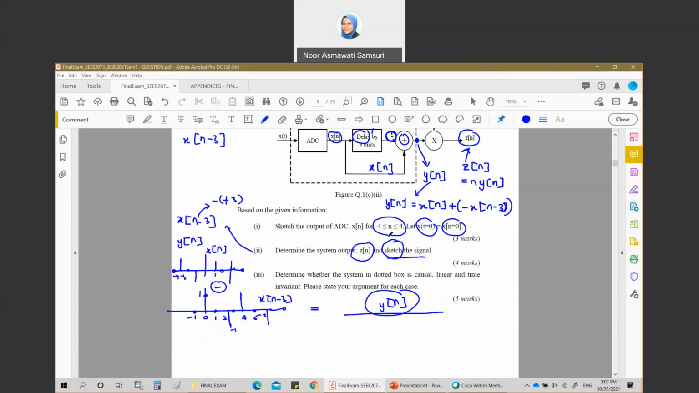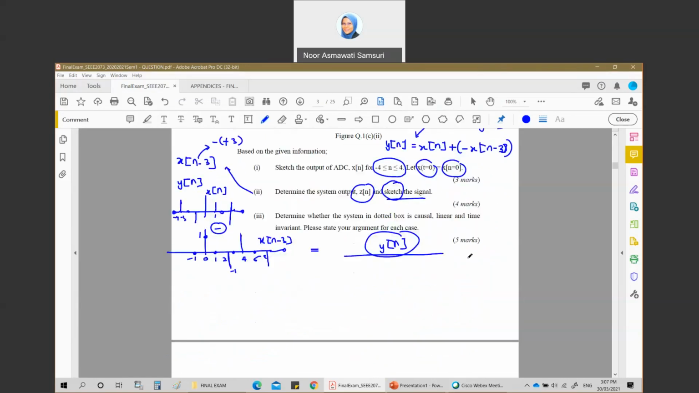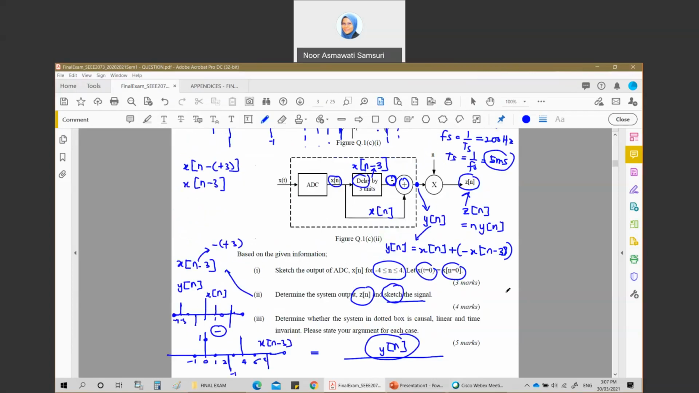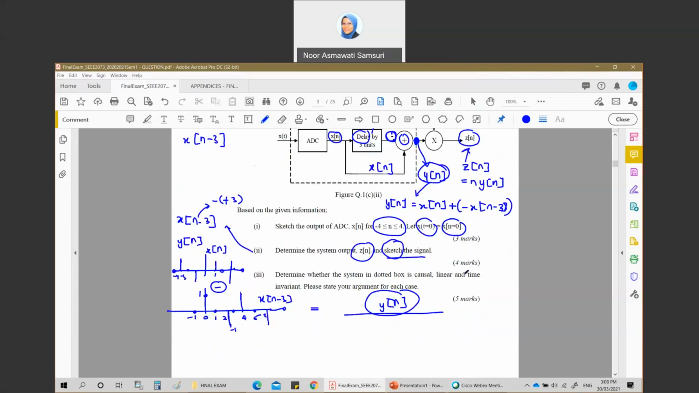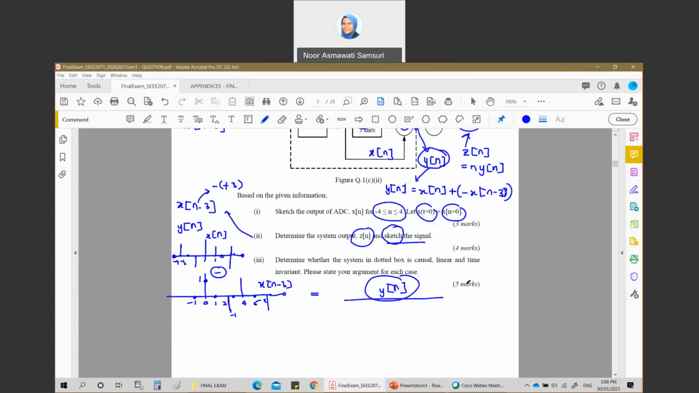Lastly, system. Determine whether the system in the dotted box. What is the dotted box? The dotted box from here to here, meaning that the output of the dotted box is yn. In this case, you need to determine whether yn is causal, linear, or time invariant. The question didn't ask for the definitions. You need to prove, state your argument, and justify your answer.